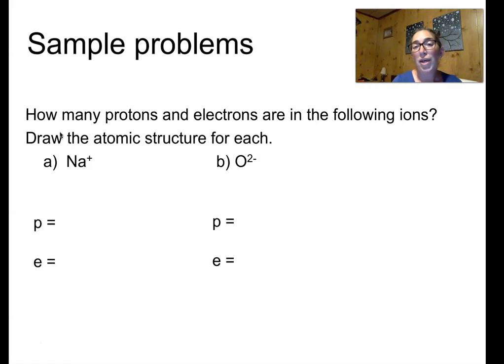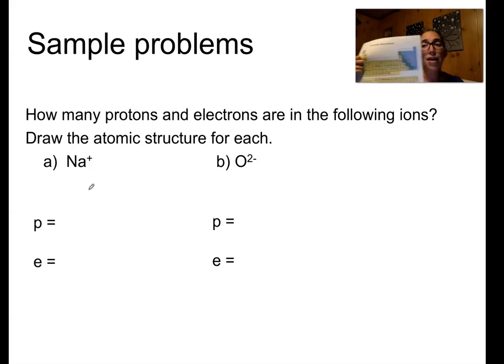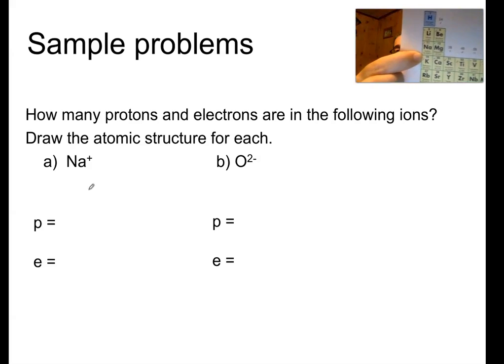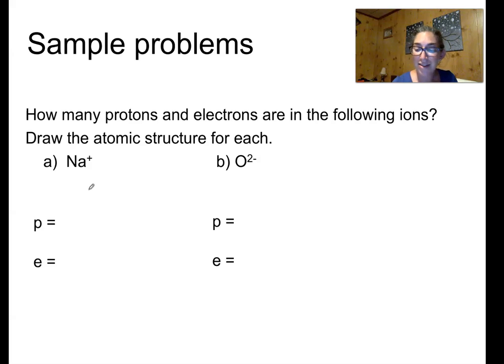So let's just do a quick sample problem counting protons and electrons in a couple of ions. So we've got a sodium ion. How many protons are in sodium? Well, remember, we can always figure out protons by using the periodic table. The atomic number, the top number. So sodium is number 11. Remember the joke from last chapter? Do you have 11 protons? Because you're sodium. Fine. All right, protons, 11 for sodium.